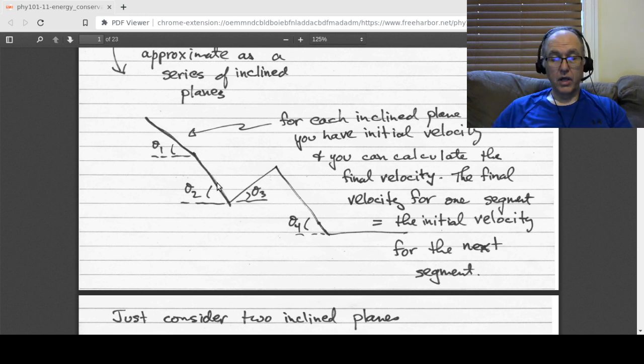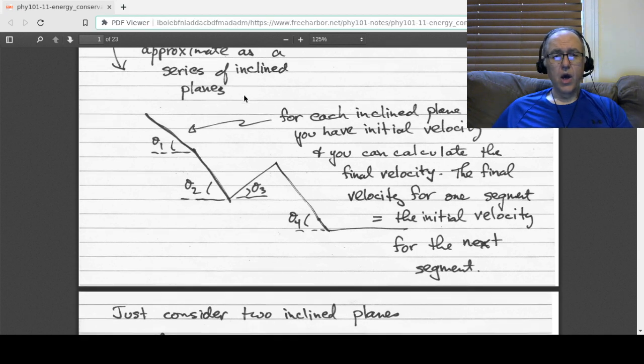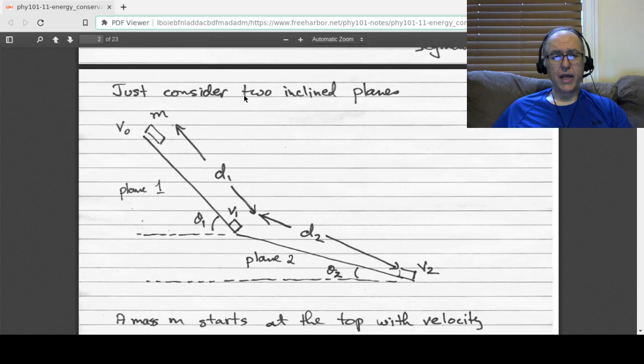A lot of work, I agree. But let's just pretend that we're going to do that. To start with, I'm not going to do 4 here. I'm not even going to try to approximate our roller coaster track. All I'm going to do is consider 2 inclined planes like this. So I have plane number 1 here, and you can see here I've got my car. I'm just going to draw it as a mass M block like that.